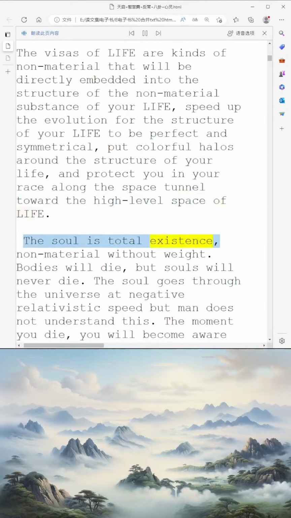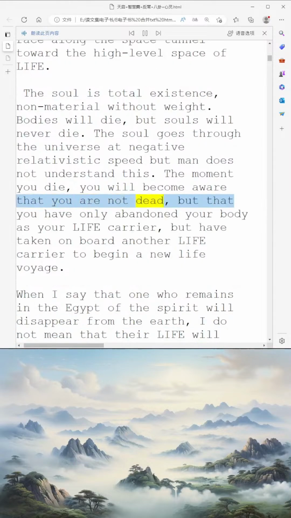Soul is total existence, non-material without weight. Bodies will die, but souls will never die. The soul goes through the universe at negative relativistic speed, but man does not understand this. The moment you die, you will become aware that you are not dead, but that you have only abandoned your body as your life carrier, but have taken on board another life carrier to begin a new life voyage.